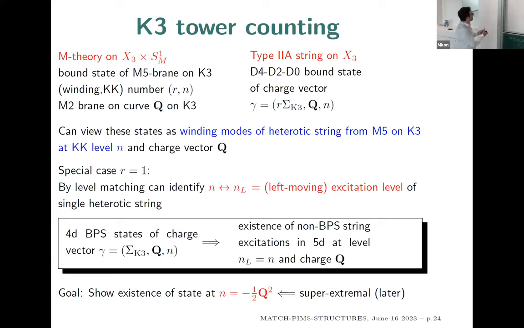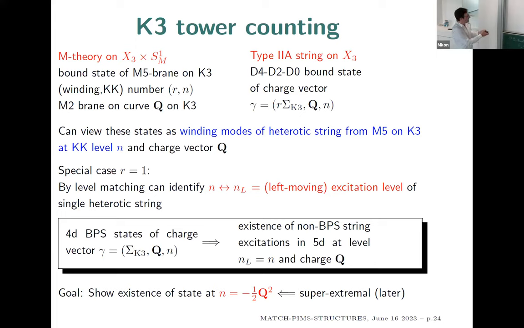And now the important point is, in this special case where R is one, so where you wrap only one, you can identify this KK number for the state in four dimensions with the excitation level of the heterotic string. This is because the KK and the excitation level in string theory always appear in the same fashion. So when I know that a certain state in four dimensions exists at a certain KK level, then this means that if I go to five dimensions, I don't wrap the string, but stay in five dimensions, the same states, same charges exist at a certain excitation level of the string. This is only true for the heterotic string with R equal one, because this is a critical string. In general, this would not be.